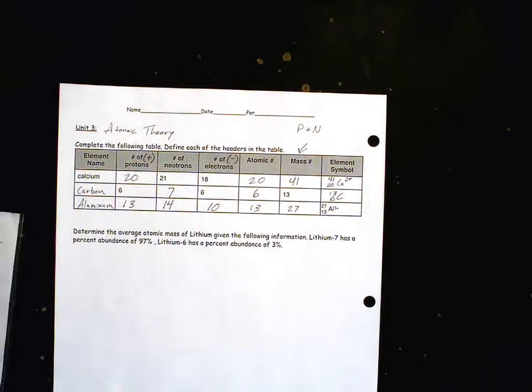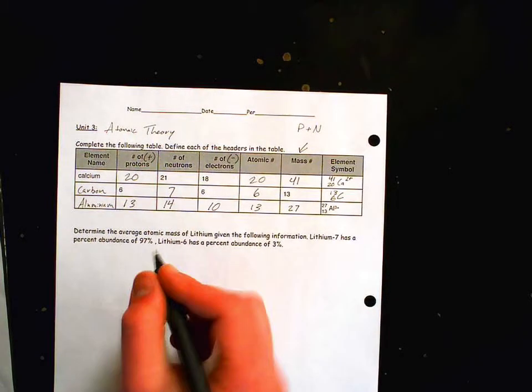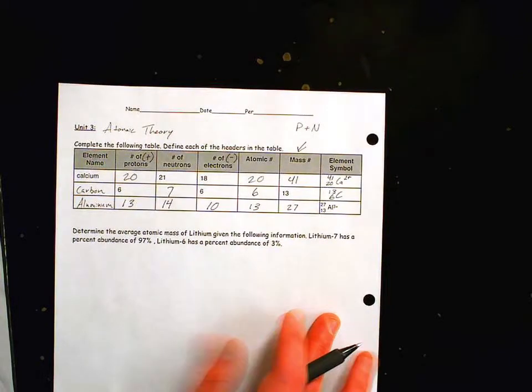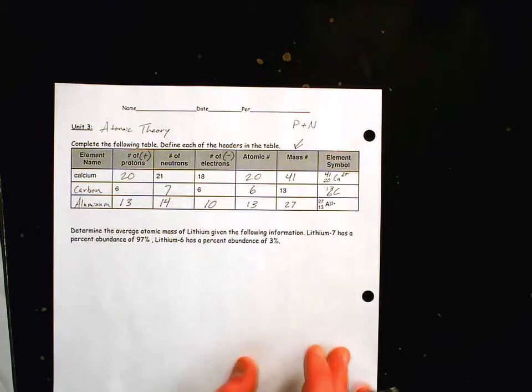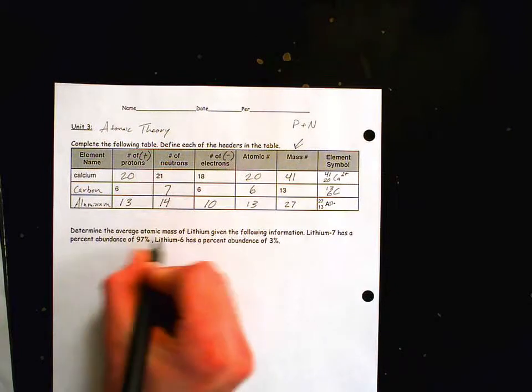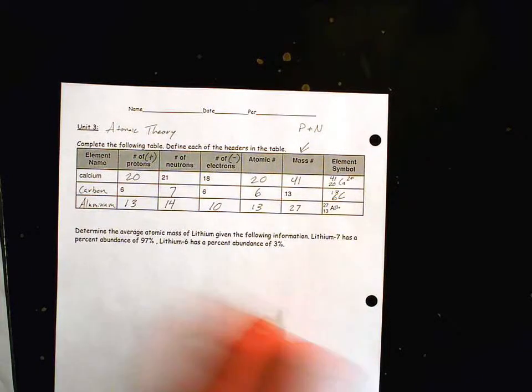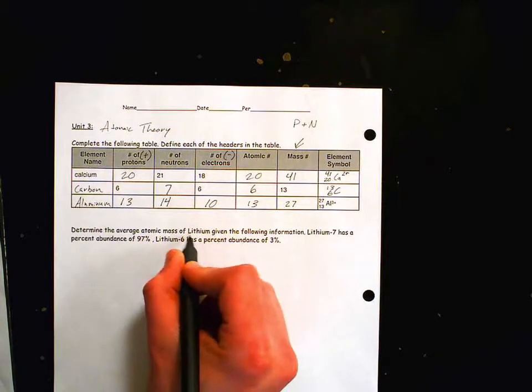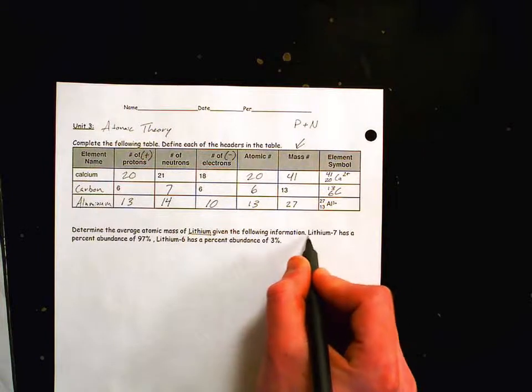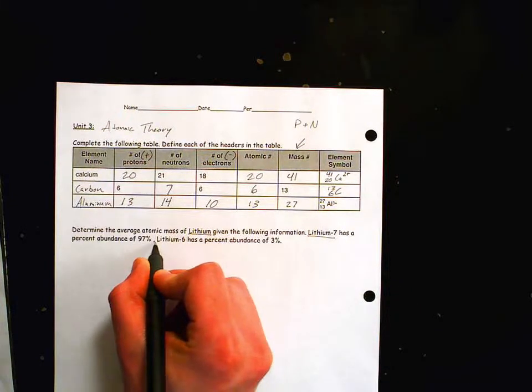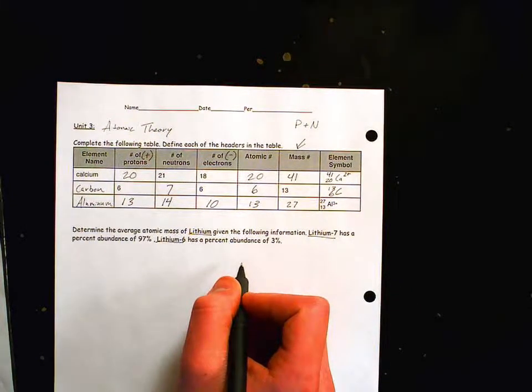The last concept that we learned in Unit 3 was figuring out the average atomic mass of an element. So we need to figure out the average atomic mass of different elements, because different elements have different isotopes. So in this problem, we're determining the average atomic mass of lithium. There's a lithium-7 isotope and a lithium-6 isotope.